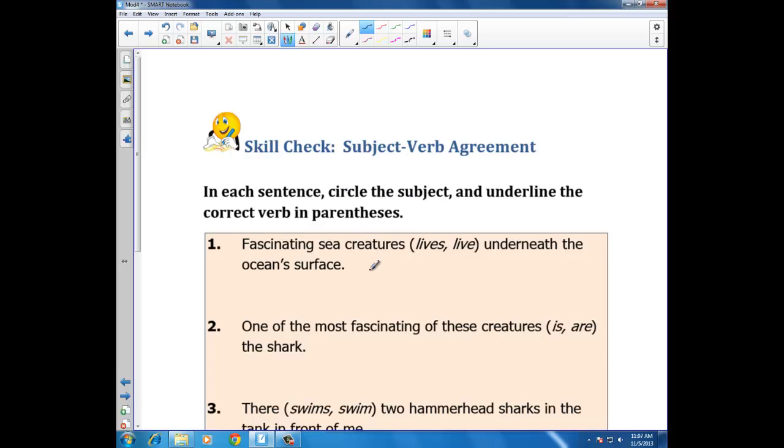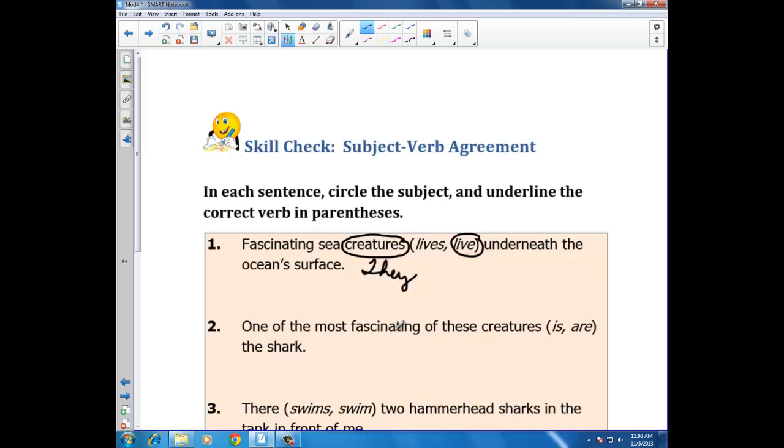In each sentence, circle the subject and underline the correct verb in parentheses. Fascinating sea creatures lives or live under the ocean surface. First we circle the subject, and we're going to turn it into they, and now we're going to circle the verb. Live. They live under the ocean's surface. If we ask the question, who lives under this ocean surface, we will answer, they live.